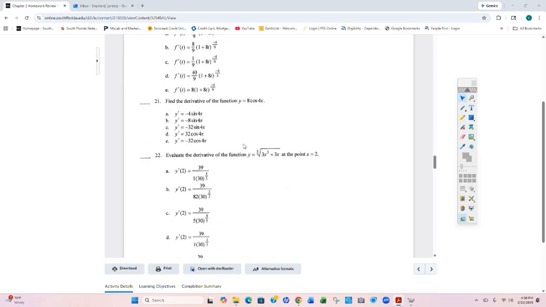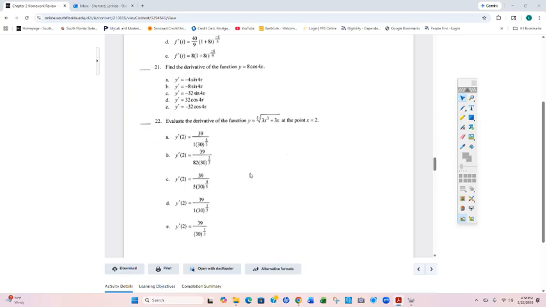Number 21, find the derivative of the function y equals 8 cosine 4x. A, y prime equals negative 4 sine 4x. B, y prime equals negative 8 sine 4x. C, y prime equals negative 32 sine 4x. D, y prime equals 32 cosine 4x. E, y prime equals negative 32 cosine 4x. Correct answer is C, and that is from section 2.4.